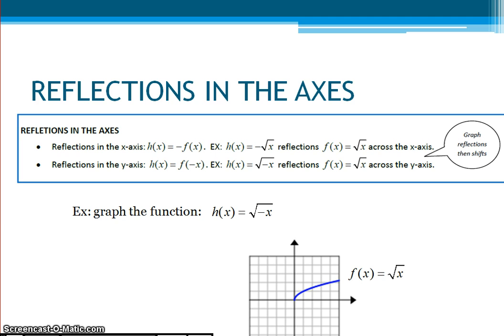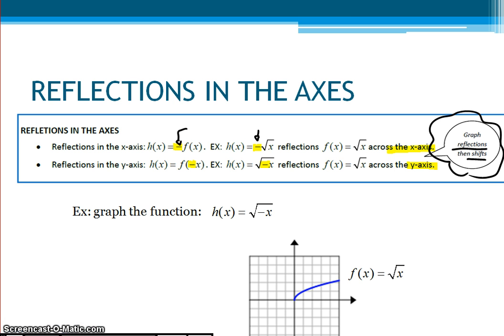So next what we're going to do is reflect. For reflections, if the negative is outside your function, like negative x squared, it reflects across the x-axis. Reflects across the x-axis if it's out front. And if it's inside your function, then it reflects across the y-axis. When we graph these, we're always going to graph our reflections and then our shifts. Okay, so remember that. Do reflections and then our shifts.